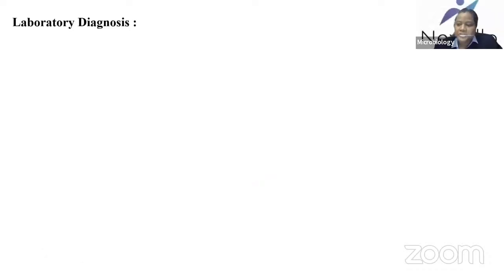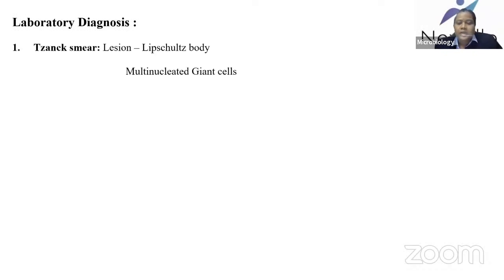Completing the clinical features, the lab diagnosis of herpes. If a patient presents to you with the primary lesions, we make a smear from the primary lesion, and the smear is called the Tzanck smear. It is a very important MCQ. The question can be: the patient presented and a Tzanck smear was done, and this is the finding. If you see a Tzanck smear, that means mostly it is pointing towards herpes.